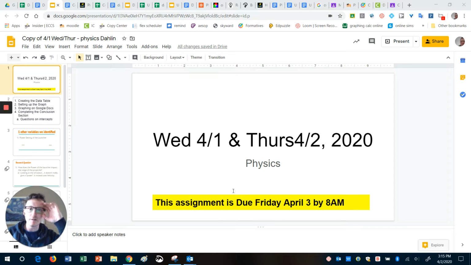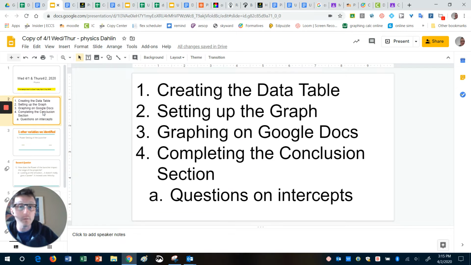Okay, so I'm going to look at today. I'm going to focus on our lab for Wednesday, April 1st and Thursday, April 2nd, specifically related to the power of the launcher and how that affects the range. So Cannon Fire Power Lab. And specifically what we're going to be looking at are 4 things.